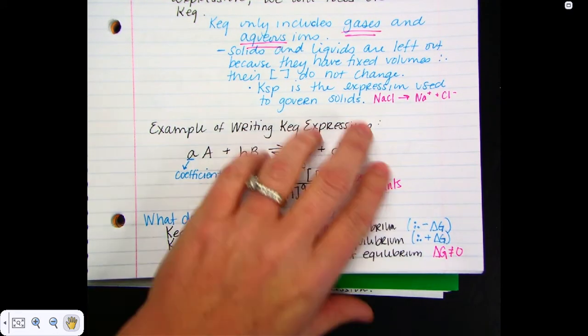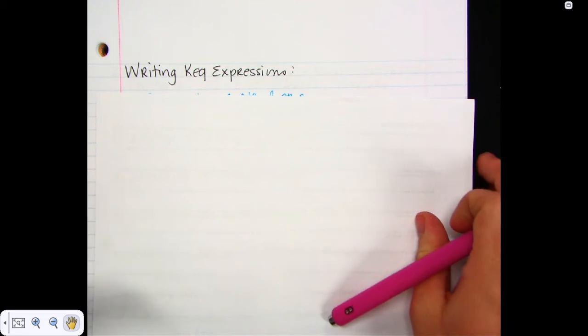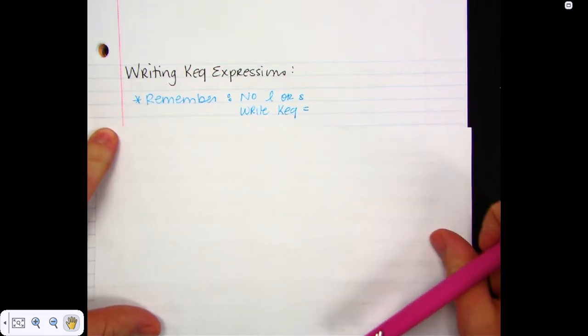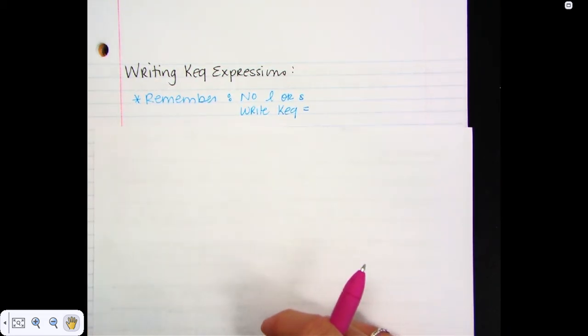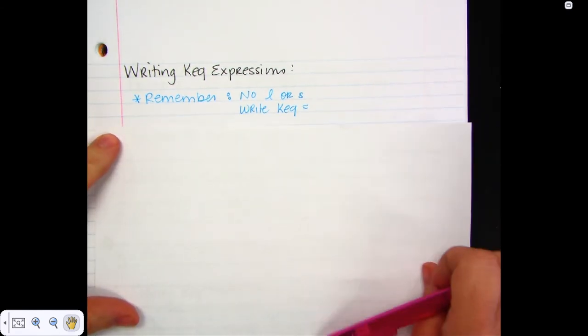All right. So let's do some examples of writing Keq expressions. These are one of the easiest things that we'll have done all year. So really, there's only 2 rules. No liquids or solids, and you have to write Keq equals. If you don't write Keq equals, you just have this random fraction floating in thin air for no reason that doesn't mean anything. So Keq equals must be part of what you are writing. All right, so let's look at our first one.